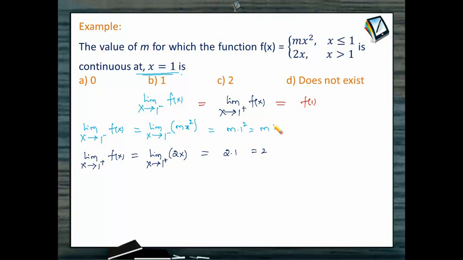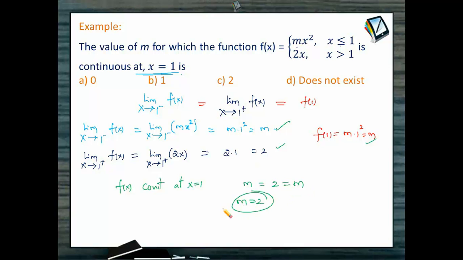Now if we observe the definition, to the left of 1 and at 1, the function has the same definition, m into x square. So can I write that the f of 1 value is also m into 1 square, that is m. Now when does the function satisfy the condition of continuity? The function f of x is continuous at x equal to 1 if all these three values which we got, the left hand limit, right hand limit and the functional value, are equal. That is, m equal to 2 equal to m. So what is the m value which we got? The value of m is 2, which is presented as option C for us, right?